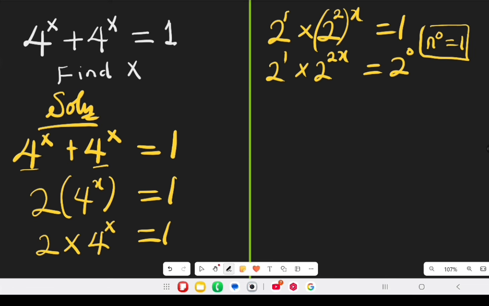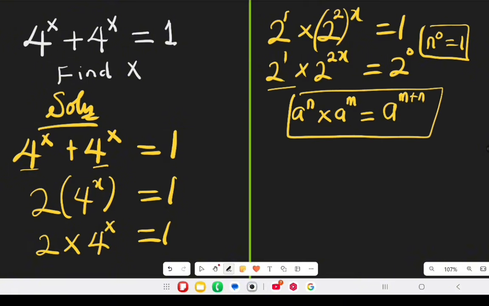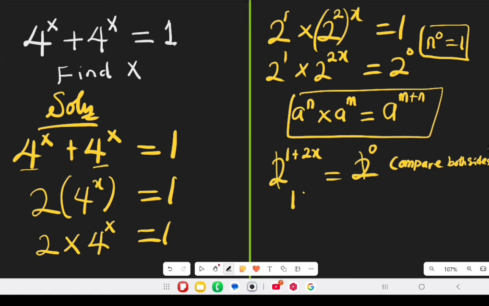If we move further, we have the multiplication rule of indices, where a raised to the power of n times a raised to the power of m is equal to a raised to the power of m plus n. If we apply this law of indices here, we pick one base, which is 2 raised to the power of 1 plus 2x equal to 2 raised to the power of 0. Next step, we compare both sides. If we compare both sides, the base will cancel base, left with 1 plus 2x equal to 0.